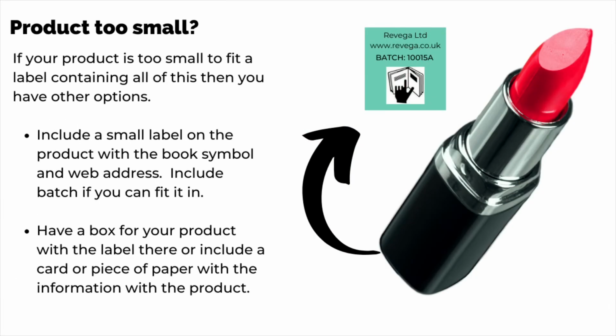So another question we get is, what if the product is too small to fit all of that information? Well, then you have two options. You can include a small label on the product with the book symbol seen here, and try and include a bit more information. So if you can include your web address and also the batch number if you can fit it in, that simply means that the information about the product is detailed elsewhere, so they can go to the web address and find it there. Otherwise, you can have a box for your product and put a label on the box containing all of the information, or include a card and a bit of paper with information about the product on those.